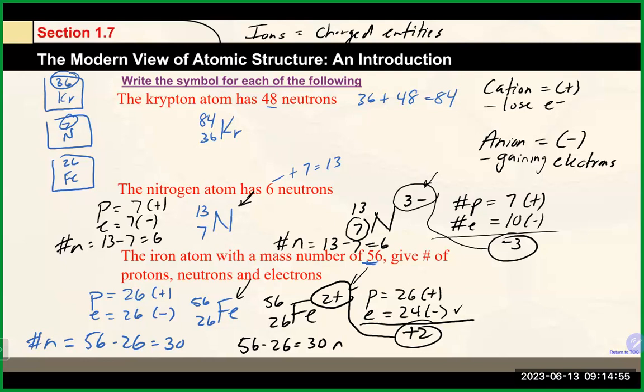Any questions on that there? So why don't you do this one here? Let's do chromium 54. And let's say it has a +3 charge. Chromium is 24 there. And why don't you do the other one there. All right, how many protons, electrons, and neutrons did each of those guys have there on the bottom?